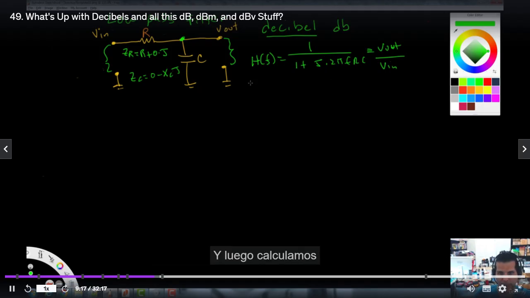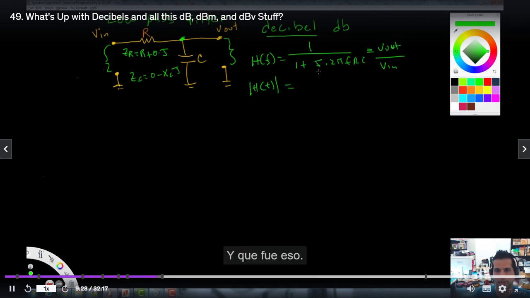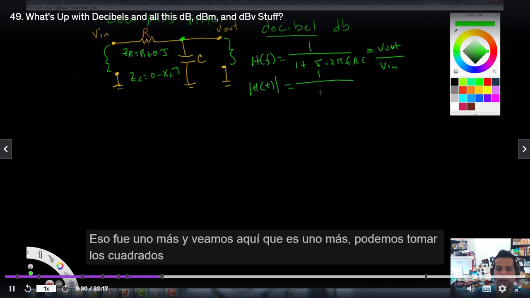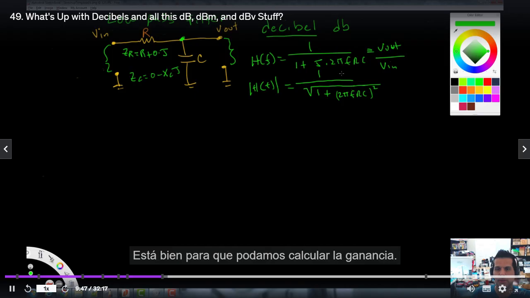And then we computed the magnitude of H of f, because we needed a real number. We wanted to get rid of that imaginary component. That was 1 over the square root of 1 plus the quantity 2 pi f R C squared. We take the squares of the real and imaginary parts, all under that radical. So we could compute the gain.